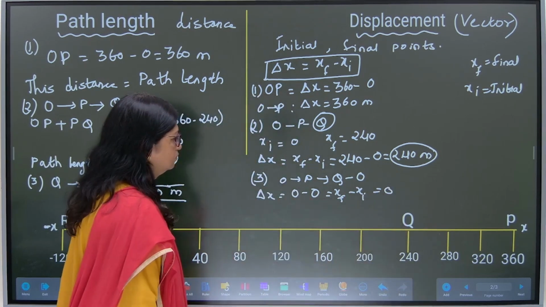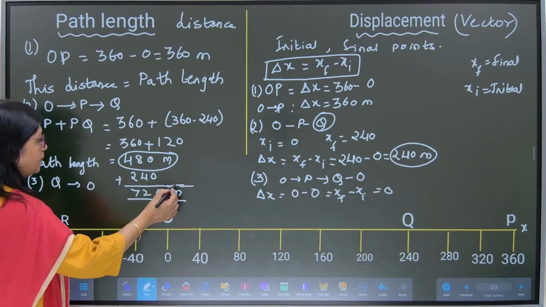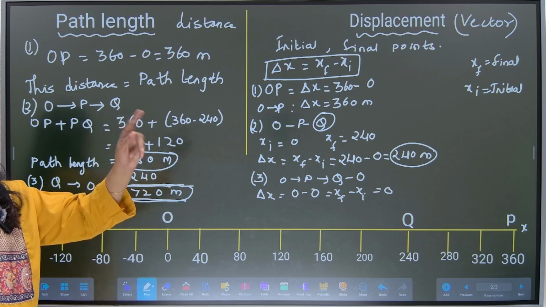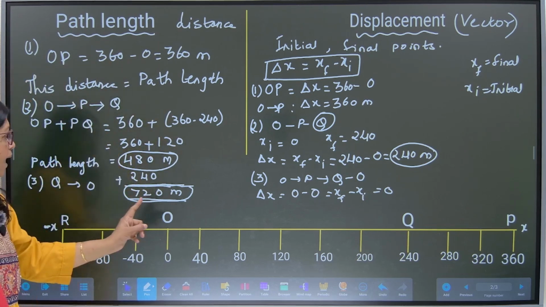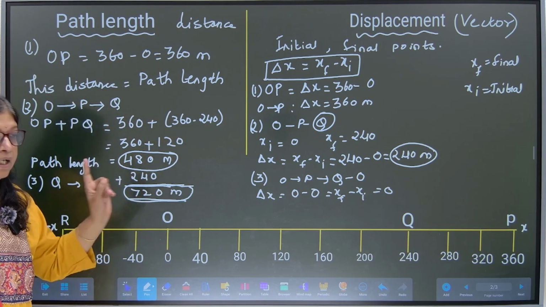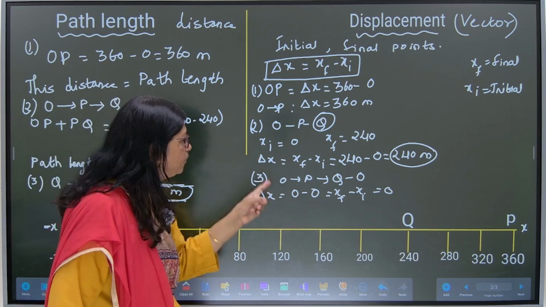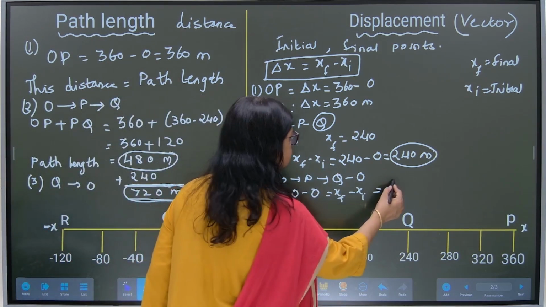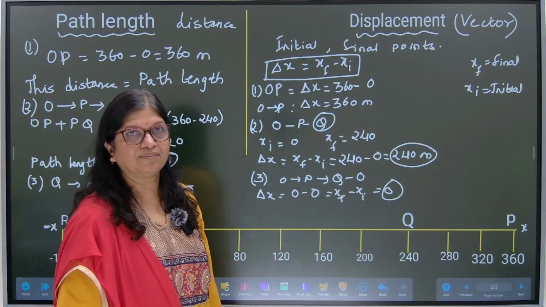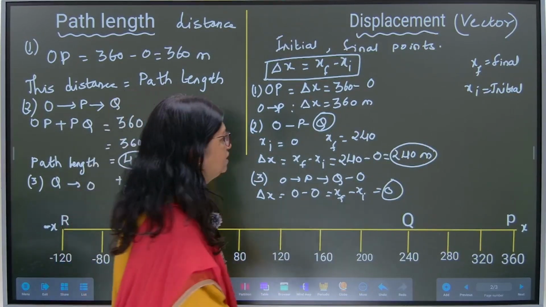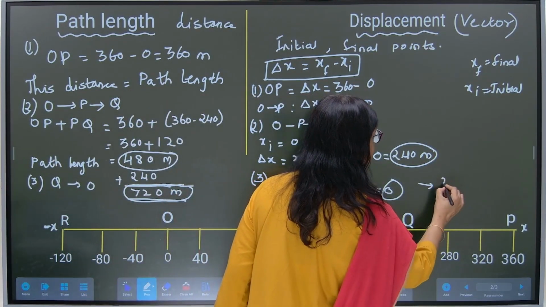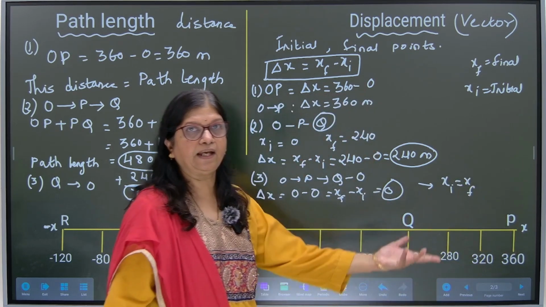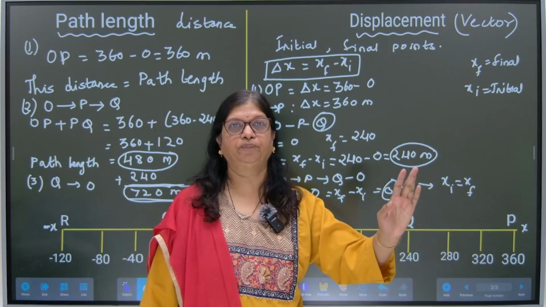0. Now what was the answer for the path length from O to P, P to Q, Q to O? The answer was 720 meters. Is it the same answer for the displacement from O to P, P to Q, Q to O? The answer is 0 meters. Why? What is the reason? Because in this case, xi is equal to xf, and I am subtracting them, so the answer will be 0.